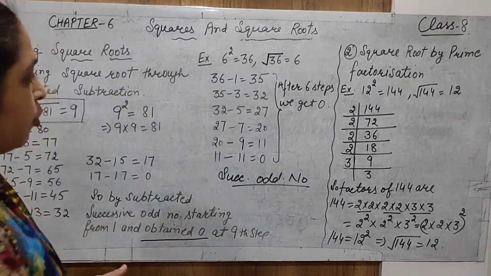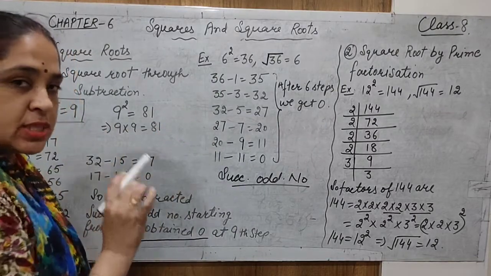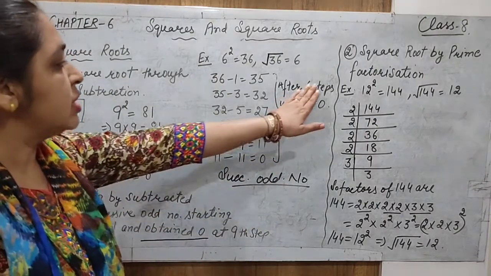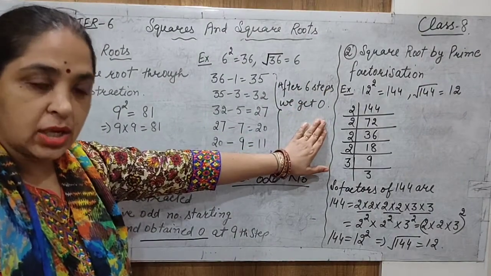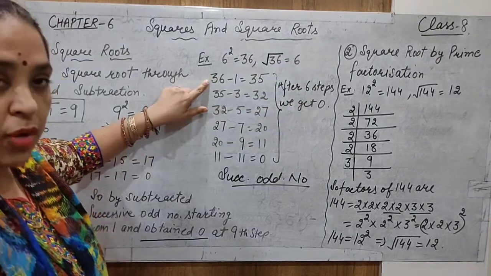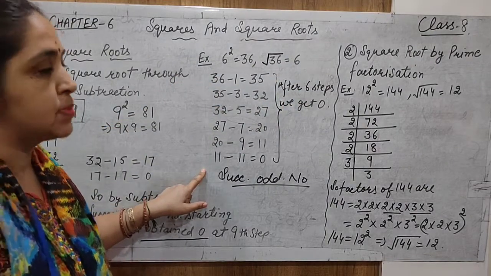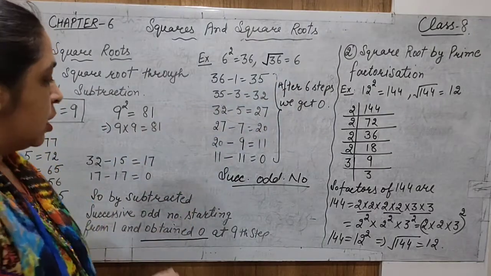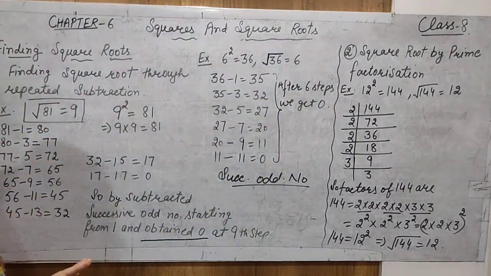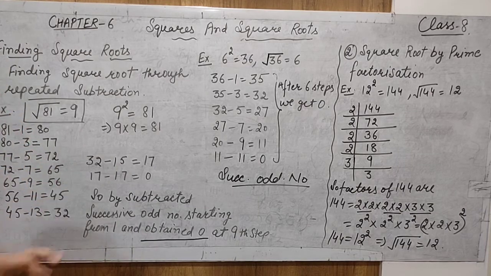How many steps did we follow? 1, 2, 3, 4, 5, 6. So 6 steps we have followed. After 6 steps we get 0. That's why the result is 6. The square root of 36 is equal to the total steps, that is 6. This is one method to find the square root of any number whose perfect square is possible.